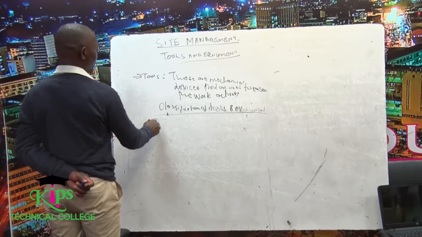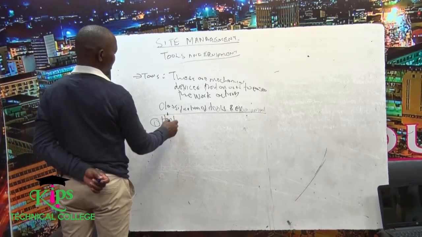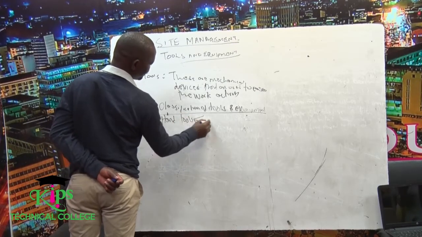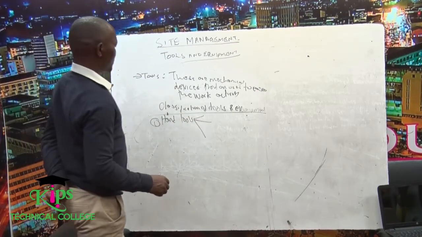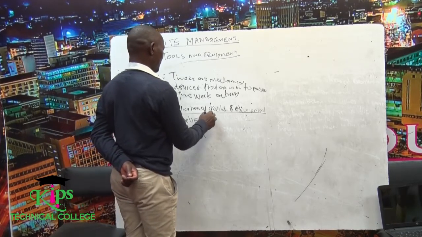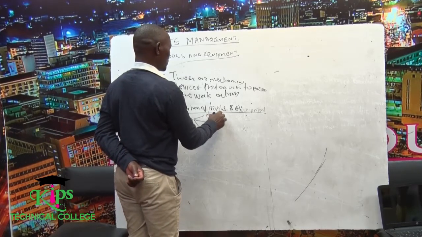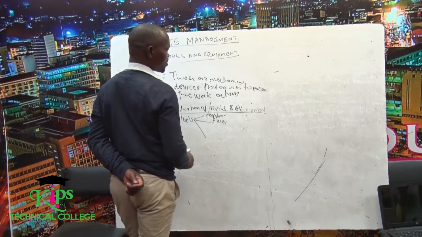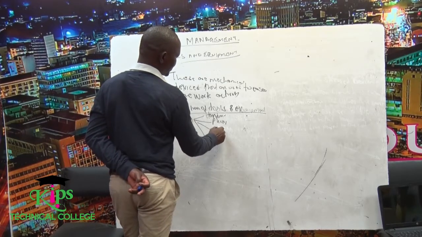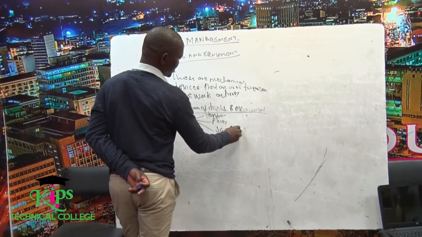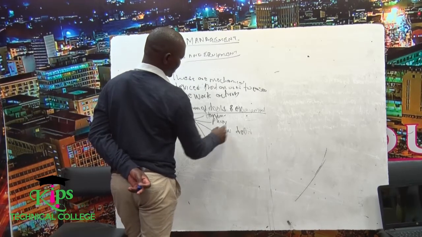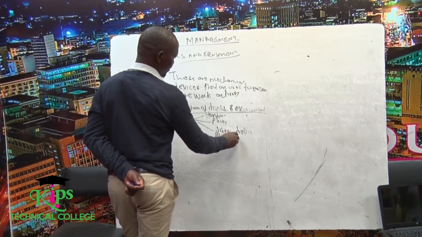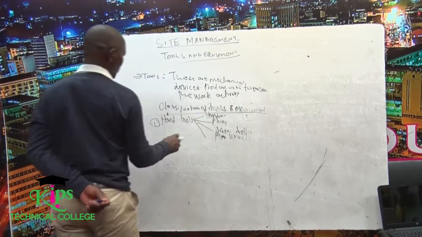Then we have the hand tools. Under the hand tools, we can have the hammer as a hand tool. We can have the pliers as a hand tool. We can have the screwdriver as a hand tool. Then we can have the pipe wrench as a hand tool, and any other.